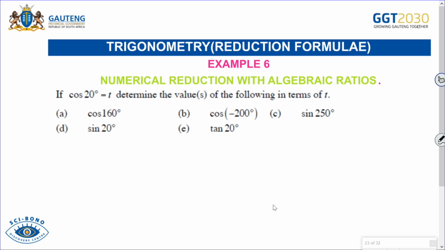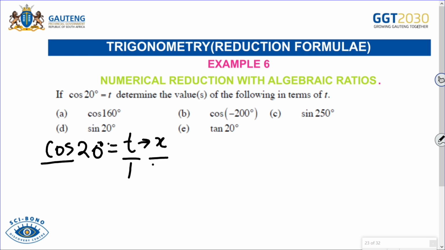Before we can move along, we need to sketch the diagram. Remember, the first thing to do when you are dealing with reduction formulas with algebraic ratios is to draw the diagram. So you'll say, okay, I'm given cos of 20 degrees, right? And they said it's equals to t. T is all over 1. And since it's cos, this is x and this is r, right? Okay, so we need to draw the diagram.